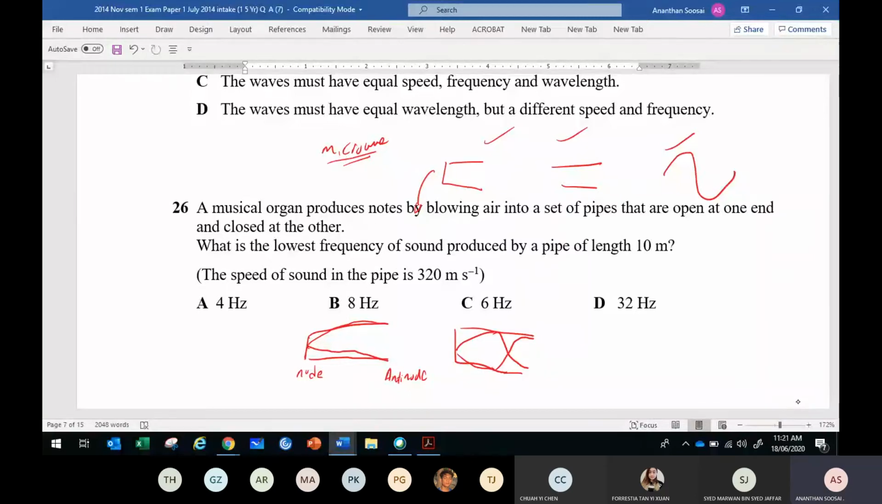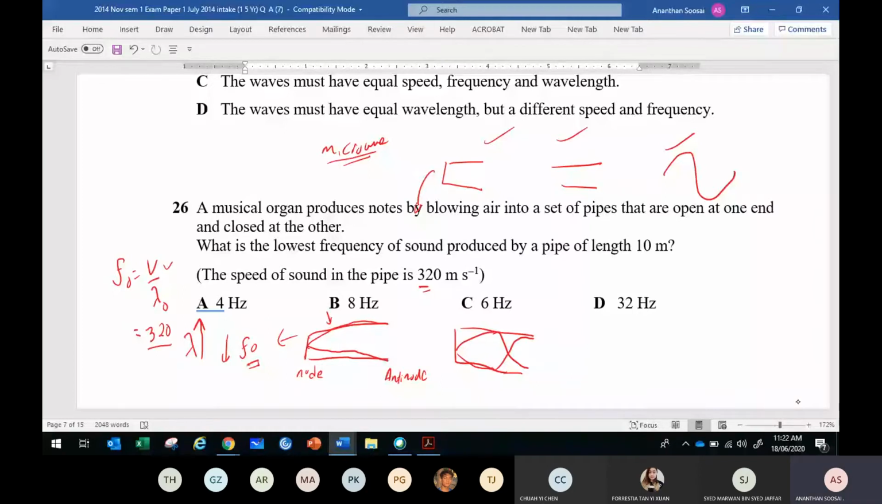What is the lowest frequency? That means they are looking for the fundamental frequency, f naught. The lowest frequency means the wavelength is going to be the largest. Largest happens at this appearance, the first appearance. This is the longest wavelength. What is the lowest frequency sound wave? Good. So they want the lowest frequency, f naught. How do you find f naught? f naught is v over lambda naught, right? Do you know the speed of sound? Speed of sound is given as 320. Wavelength.